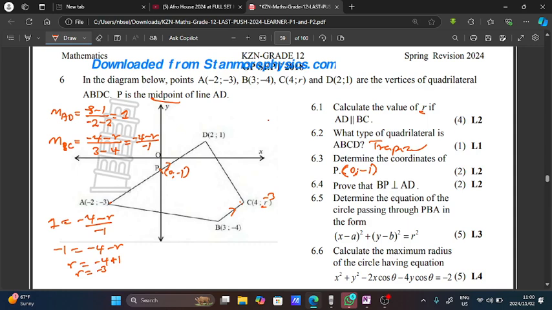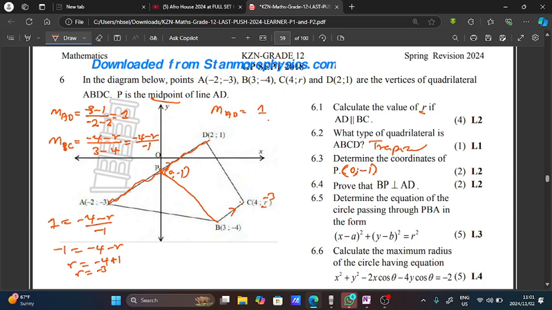Prove that PB is perpendicular to AD. What is PB? P is here, B is here. AD is this one here. Show that they are perpendicular. So what have we done? We find the gradient of AD. Because remember, if you prove they are perpendicular, you must show that when you multiply the gradients, they give us -1. Did we find the gradient of AD again?